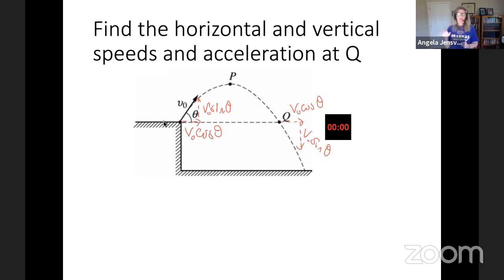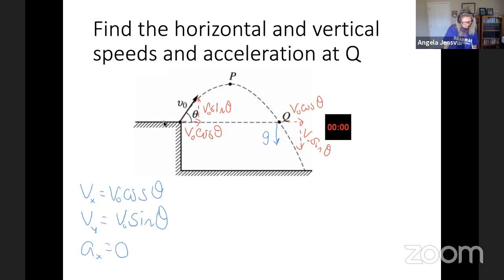Now, we don't care that it's downward because the question is asking us about speed, but just to make our diagram nice. And then the acceleration is just g, and they're just asking for speed, so we don't care that it's down. But okay, so horizontal speed is V naught cosine theta. Vertical speed is, remember, it's speed. I know it's down, but we're not going to put the negative, V naught sine theta. And then AX is 0, AY is g. It's the speed, so we just leave off the negative.